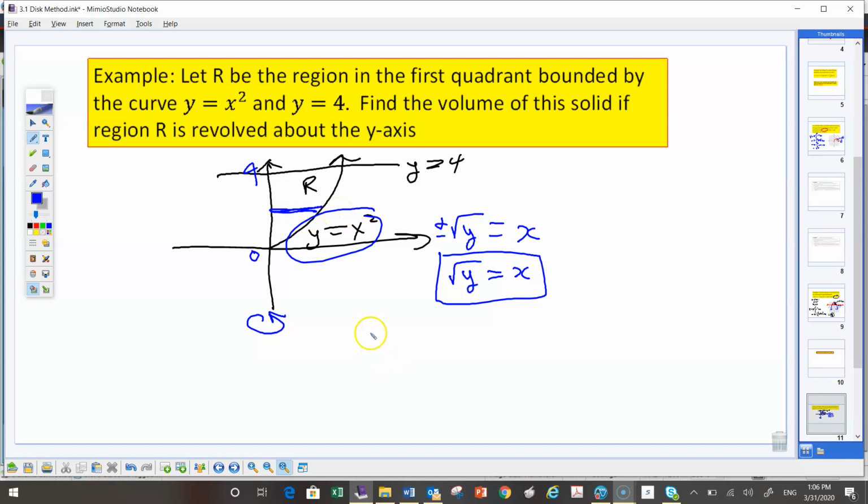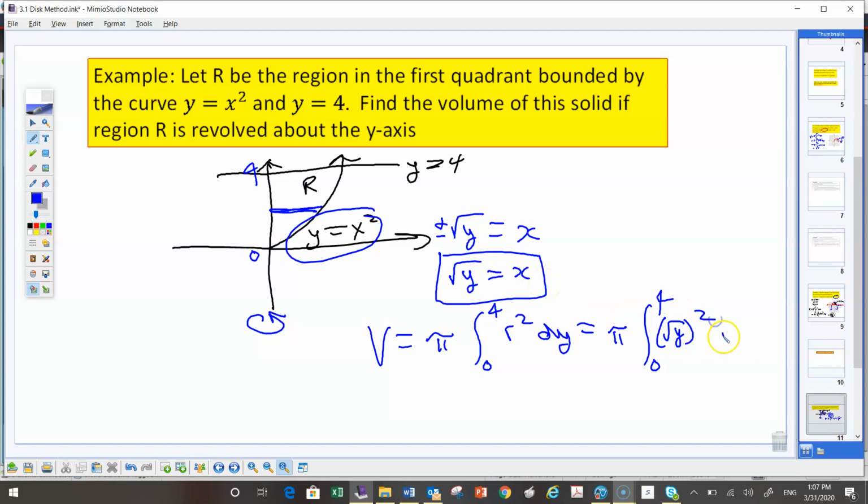So now to find the volume of this three-dimensional object, it's going to be pi. Now my slices are going from 0 to 4, so we use our y-axis to get our limits. And it's going to be my radius squared, and now I'm integrating with respect to y. So now I am going to plug in the radius. Well, the radius we already said was the function root y, and if I square that, it works out quite nicely. It just works out to be the integral from 0 to 4 of y dy.